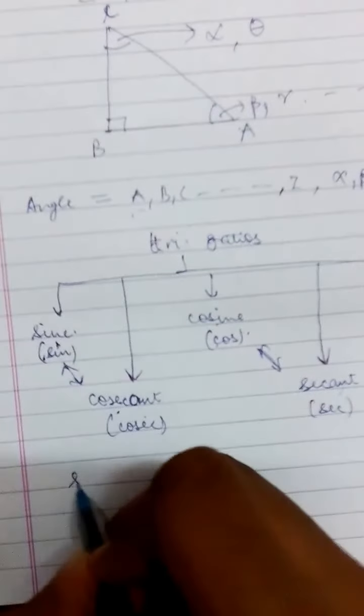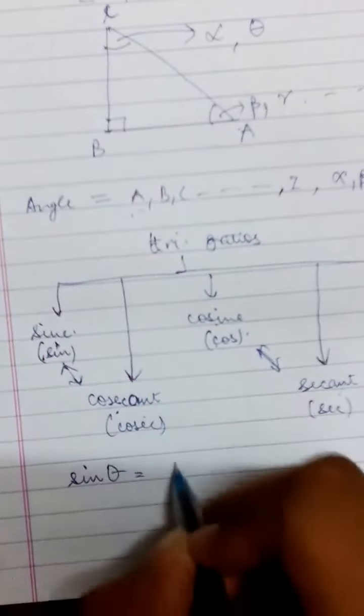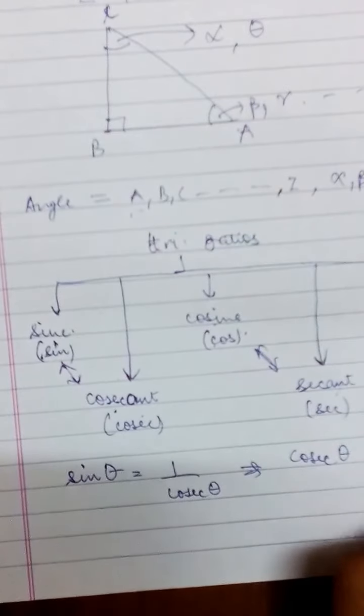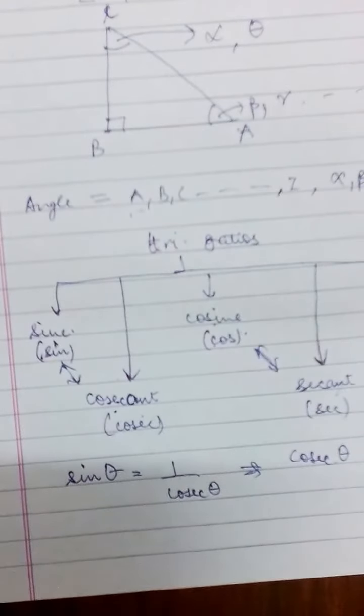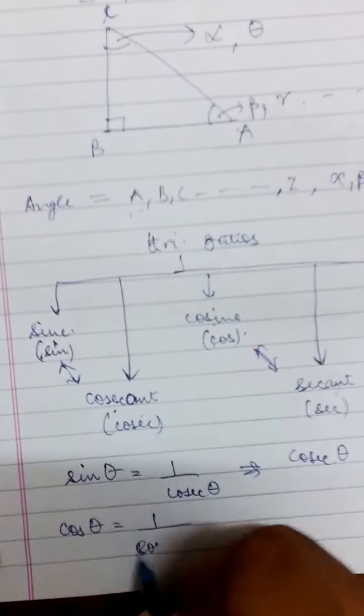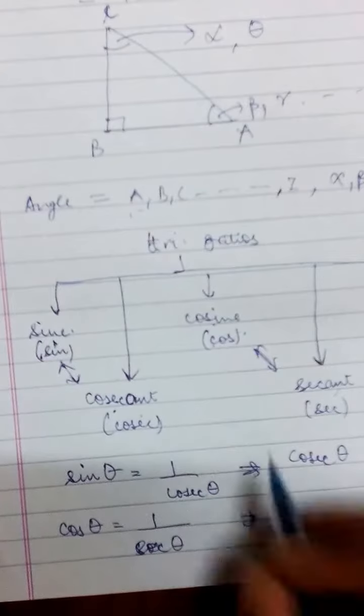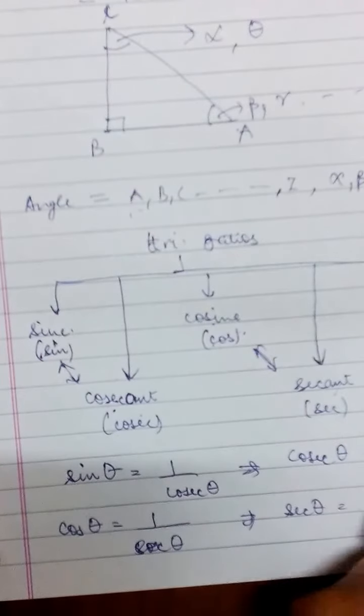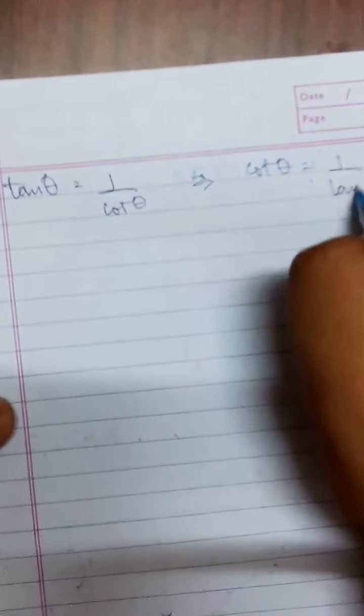So how to represent this? Sine theta is equal to 1 by cosecant theta, or you can say cosecant theta is equal to 1 by sine theta. The same is for cos theta, which is 1 by secant theta, and you can say that secant theta is equal to 1 by cos theta. Tangent theta, tan theta is equal to 1 by cot theta, and cot theta is equal to 1 by tan theta.